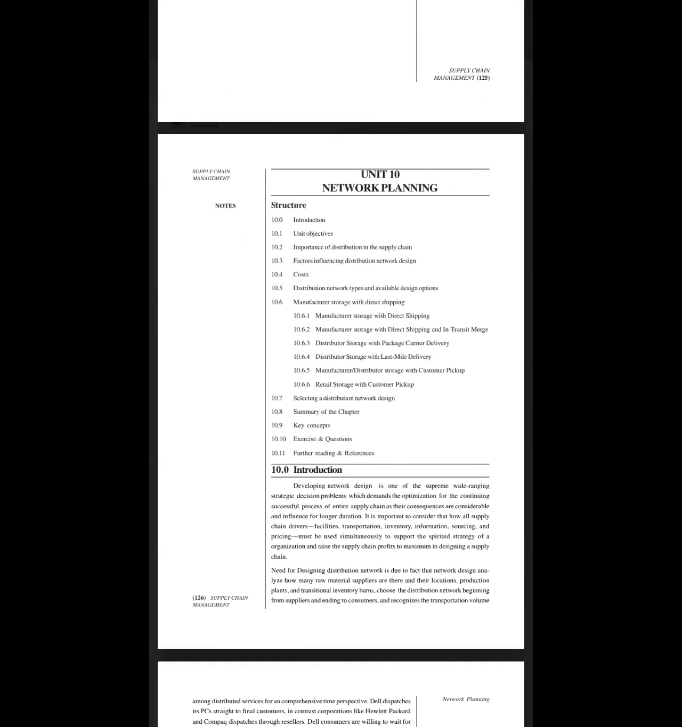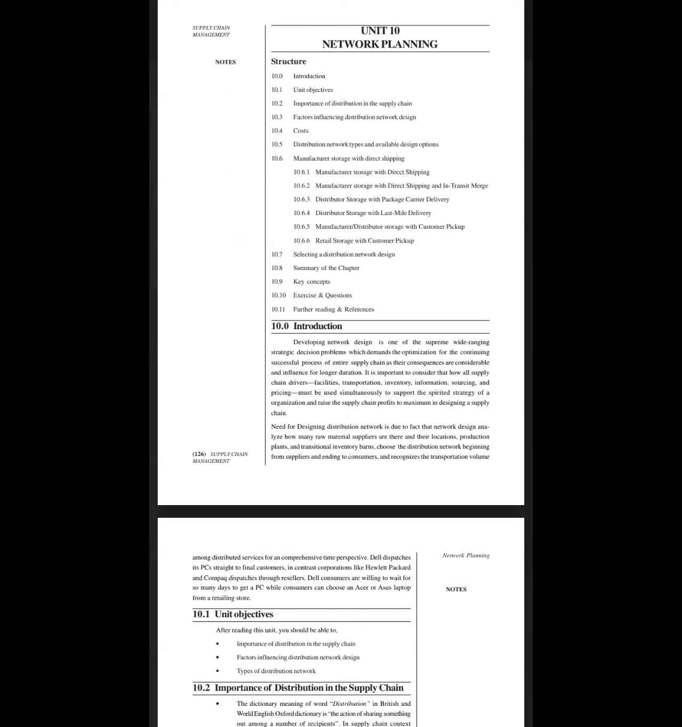Then network planning. Okay, developing network design is one of the supreme wide-ranging strategic decision problems, a strategic decision which demands the optimization of the continuous and successful process of the entire supply chain, as there is a consequence and influence for a longer duration. Definitely, network planning is an important factor. See, network planning is important to increase the bond between the other companies, right?